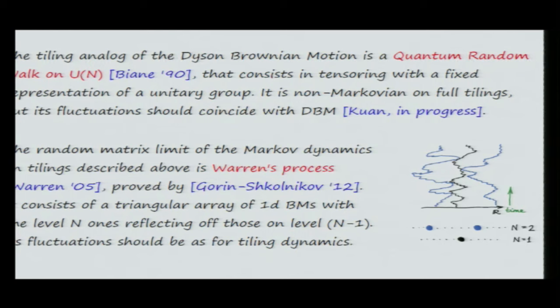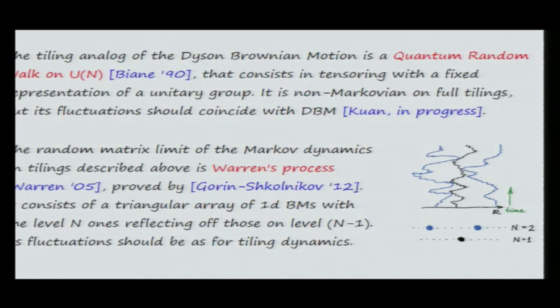On the other hand, if I take the dynamics that I describe on tilings and try to ask what's the random matrix analog of that dynamics, right? So then I can't explain the answer in terms of random matrices, but I can explain the answer in terms of their spectra. So in terms of their spectra, that object is known as Warren's process. And I will explain what it is in the simplest non-trivial situation when we just have three particles, one on level 1 and two on level 2.